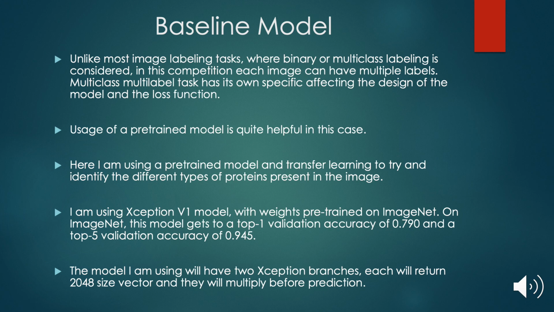I am using Xception version 1 model with weights pre-trained on ImageNet. On ImageNet, this model gets to a top 1 validation accuracy of 0.790 and a top 5 validation accuracy of 0.945. The model I am using will have two Xception branches. Each will return 2048 sized vectors and they will multiply before prediction.